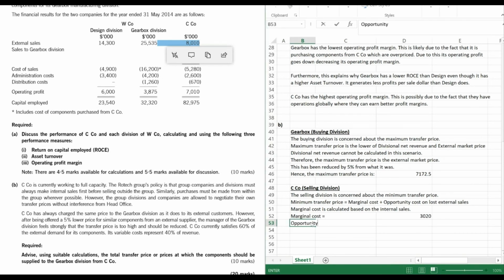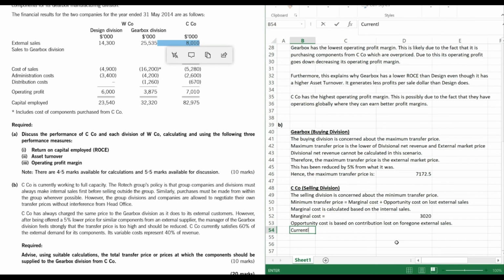Opportunity cost is based on contribution lost. And here I want to highlight something important. Marginal cost was based on the internal sales data. Opportunity cost is being based on what we give up from the external sales data, right? So marginal cost has to do with internal sales, opportunity cost has to do with external sales. So contribution lost on foregone external sales.